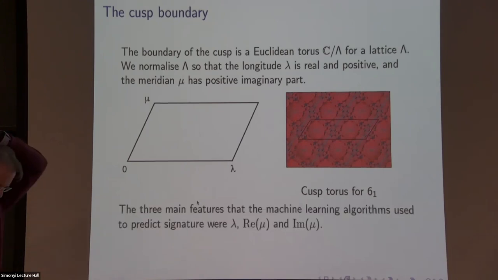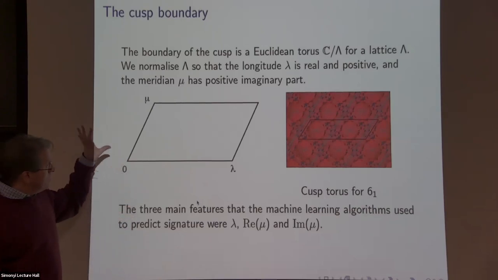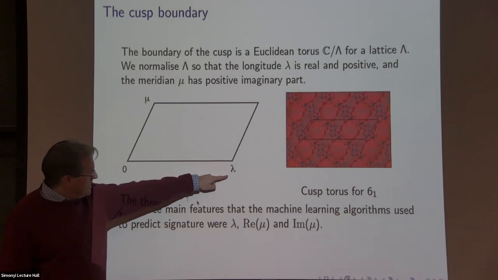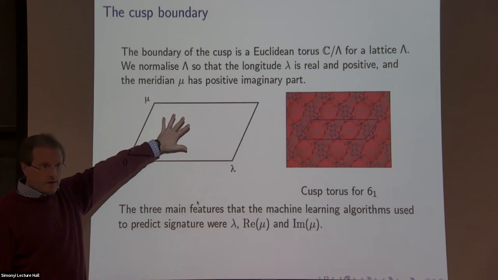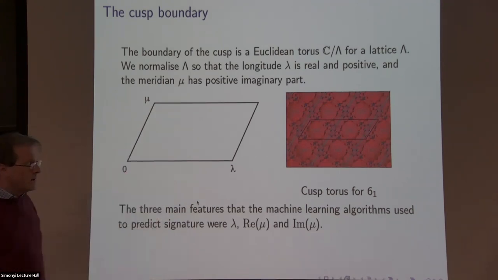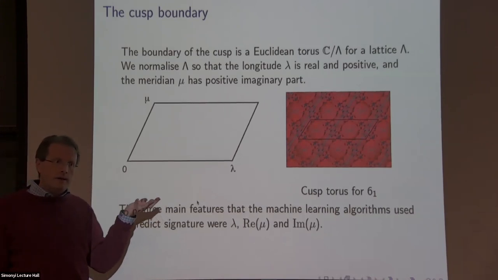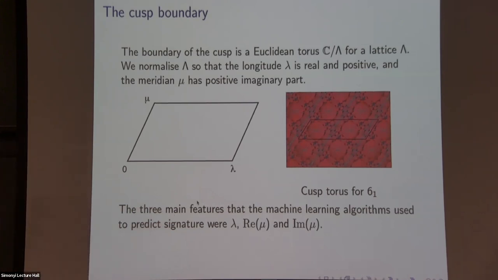So we ran our machine learning algorithms to see if the various hyperbolic invariants could predict a signature, and they could. The three main features being used to predict the signature were just the three numbers: lambda, the real part of mu, and the imaginary part of mu. So exactly the data that you need to specify this cusp geometry. It was kind of remarkable that the signature should be mostly encoded by the cusp geometry. I was certainly very, very surprised by this.